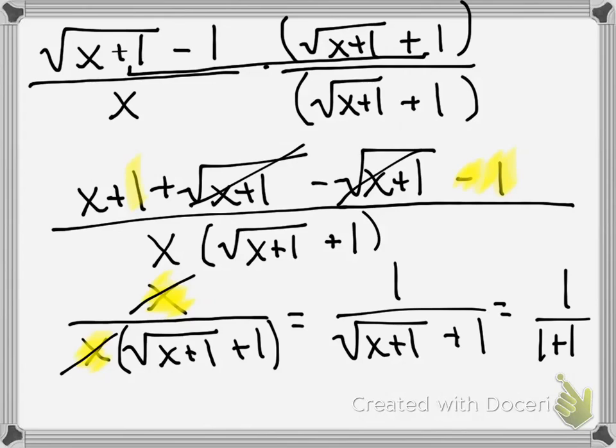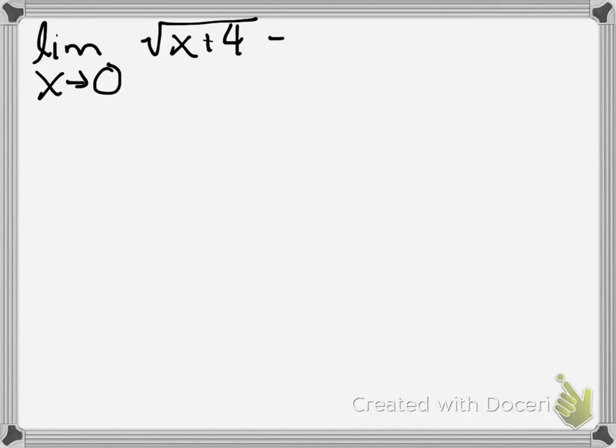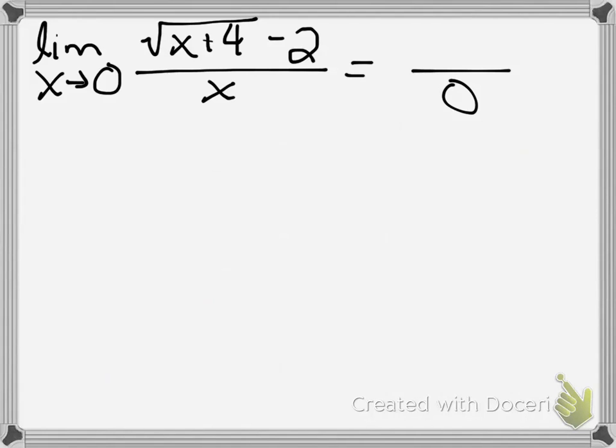Okay, so the next problem I'm going to give you, I want you to try this on your own. If you had a problem like this, the limit as x approaches 0 of the square root of x plus 4 minus 2 over x. So for right now, ignore the fact that we're doing a limit, and I just want you to try to rationalize this, because if you went in and plugged in 0 right now, you would get 0 over 0, which doesn't work. Okay, so go ahead and rationalize it, multiply by the conjugate, see what you get. So hit pause and then come back to check your answer.